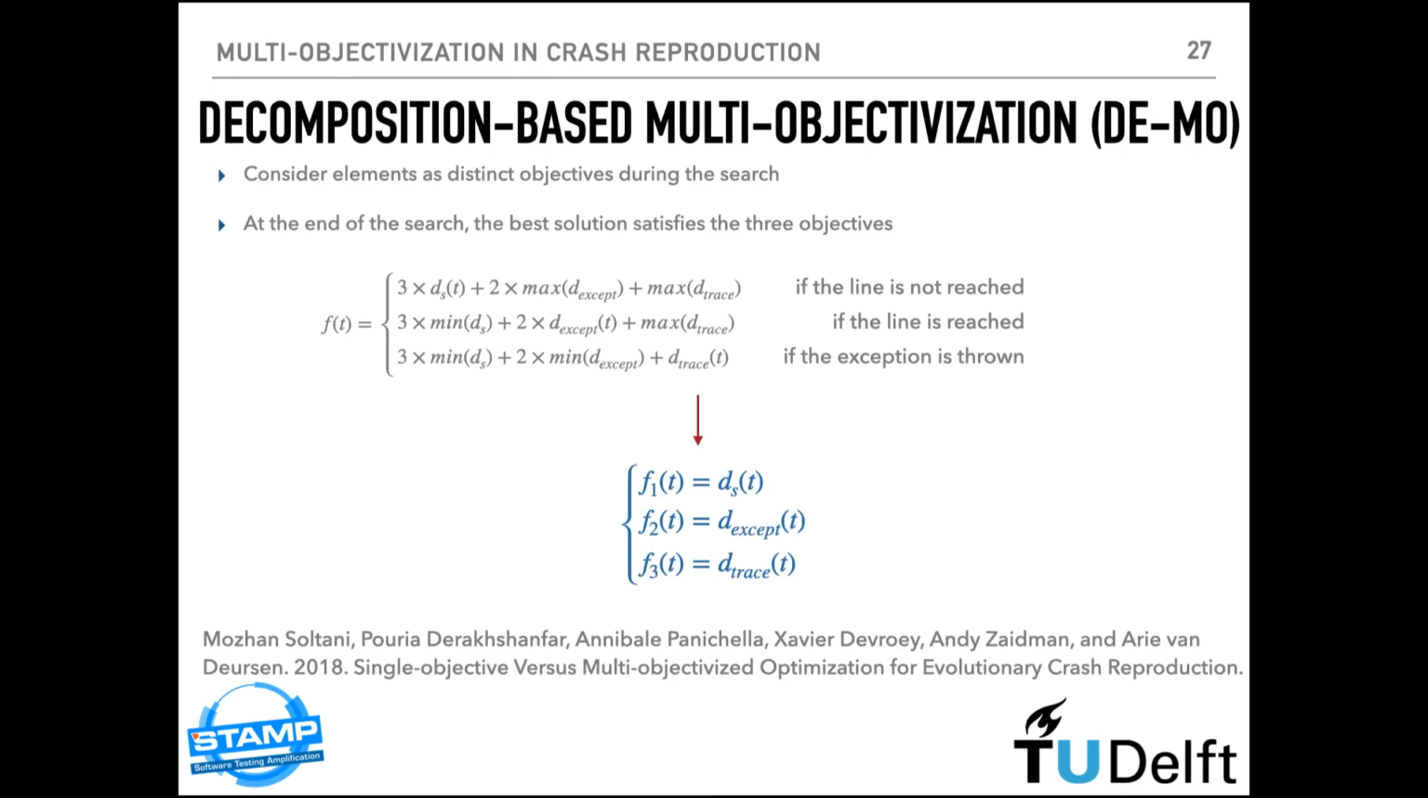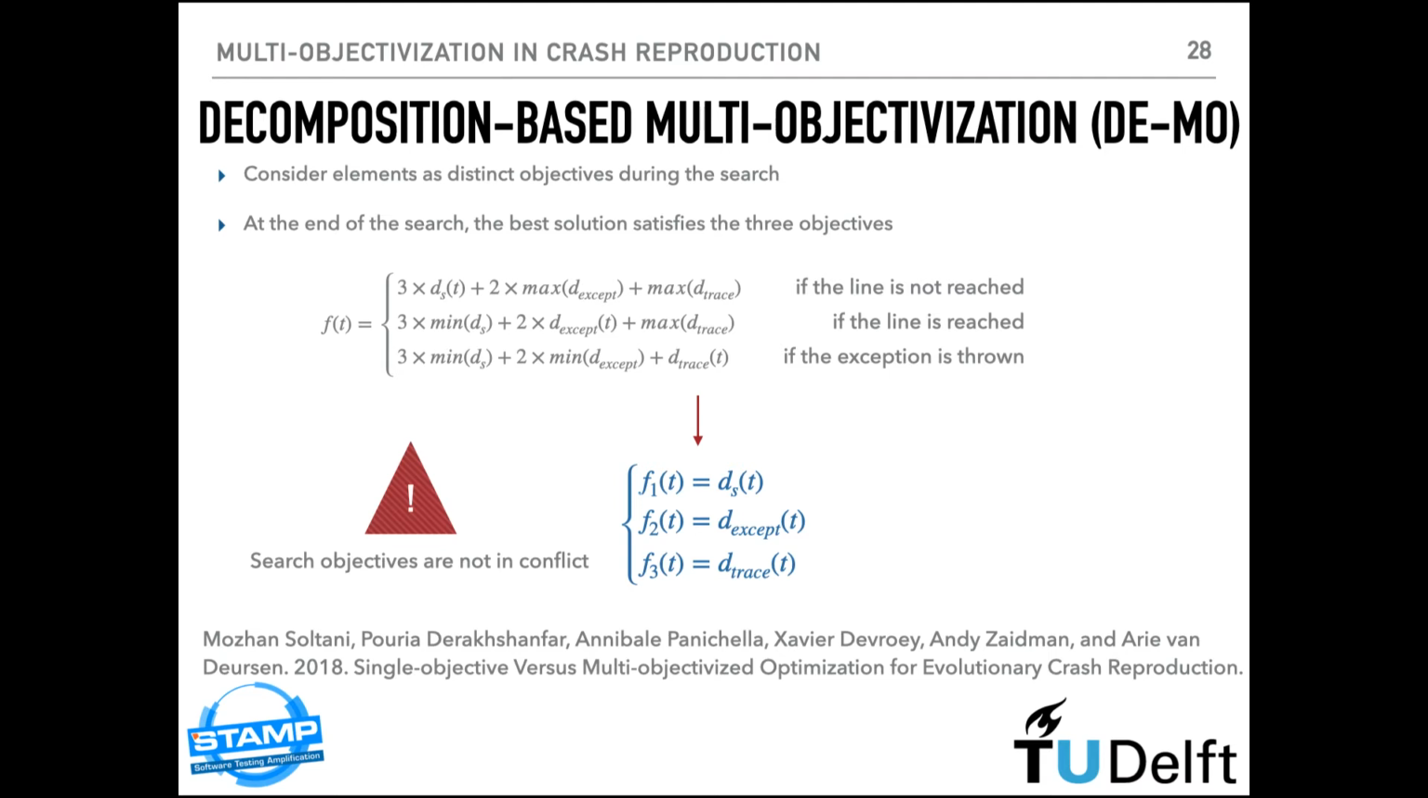The application of the decomposition-based multi-objectivization on crash reproduction, in short DEMO, has already been studied in a prior article. In this solution, each element in the crash distance is considered as a distinct search objective. The crash reproducing test case has zero value for all of the objectives. However, we know that a multi-objective optimization should have conflicting search objectives. Otherwise, the exploration ability of the search process will be negatively impacted. But this is not the case in DEMO.